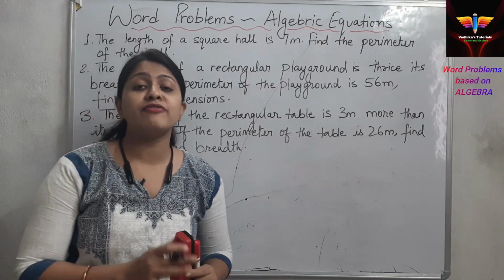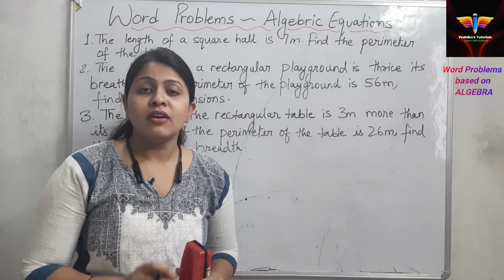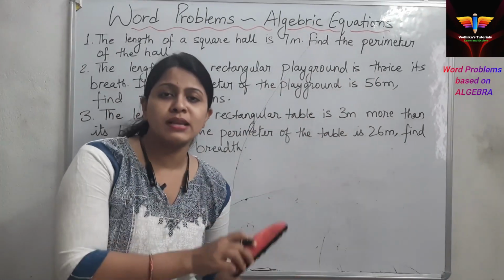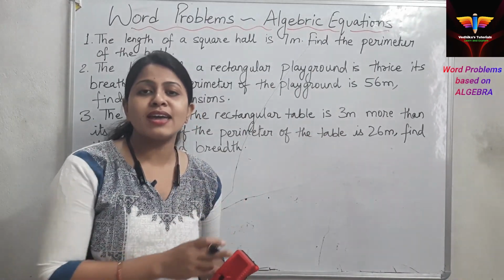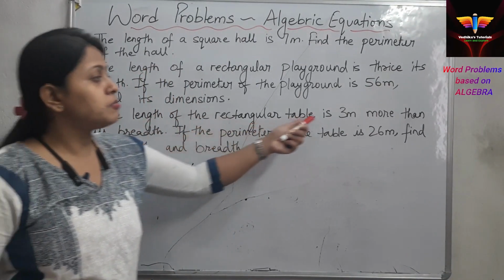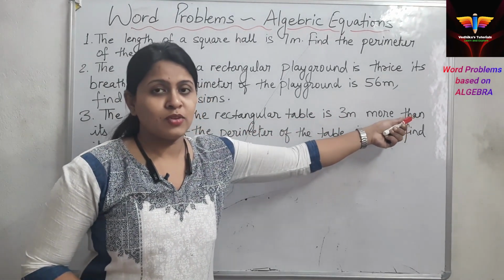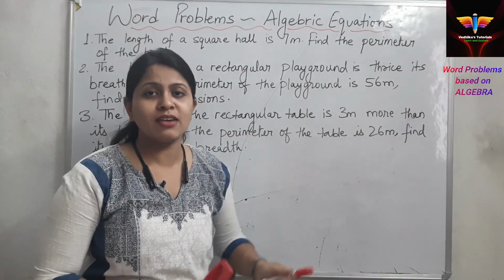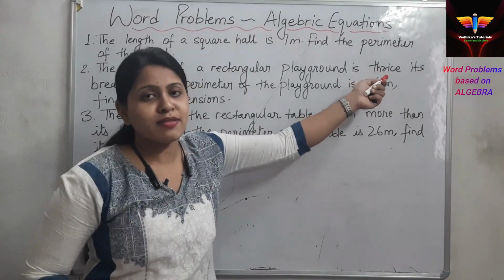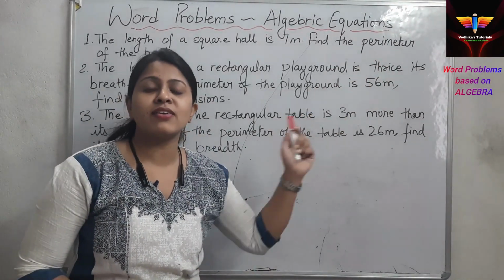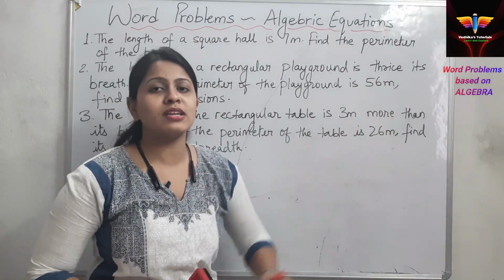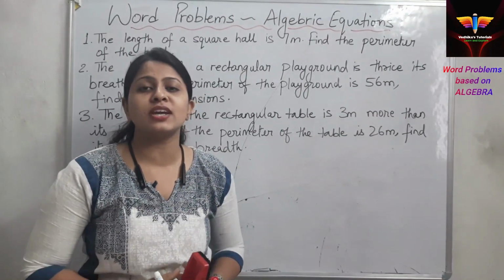Children, we have to find the keyword. We have to focus on the keyword. In question 2 the keyword is thrice. Thrice means multiplication, so we use the operation of multiplication. But in this question, more than is used. I have uploaded a video on keywords, showing which keyword is used for which operation. So thrice is the keyword of multiplication, that is why we have written 3x. But here more than is used, and more than is the keyword of which operation?